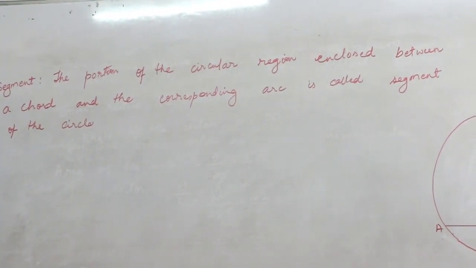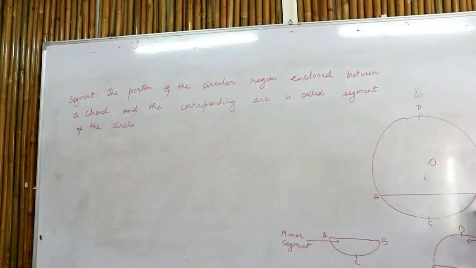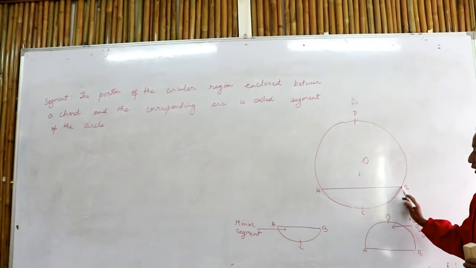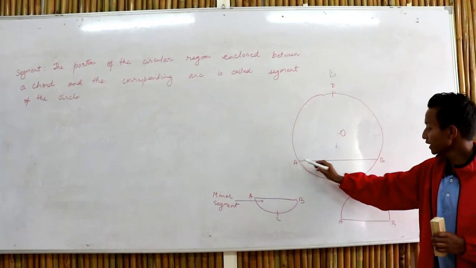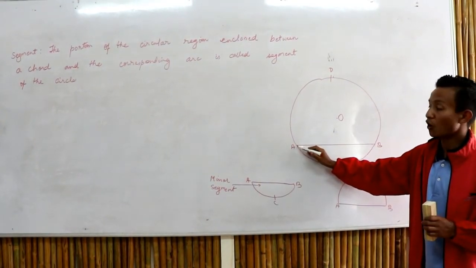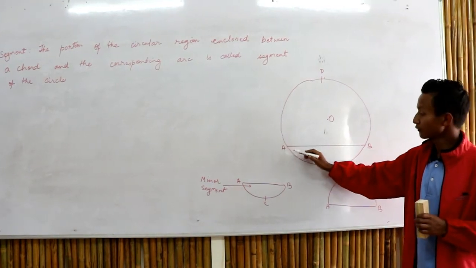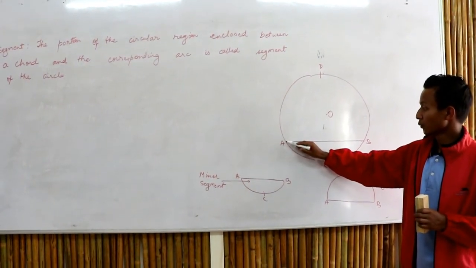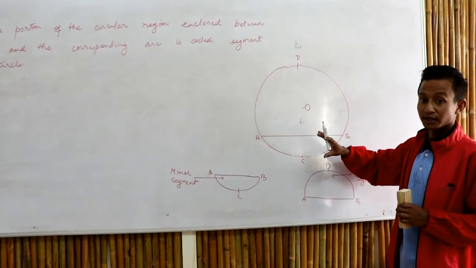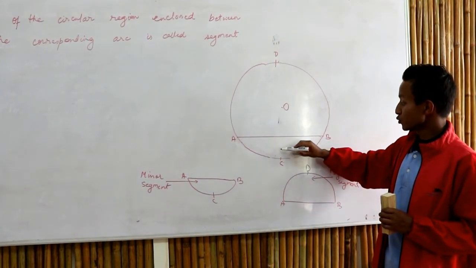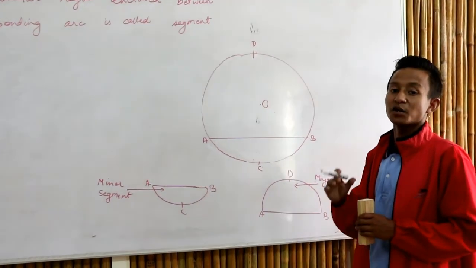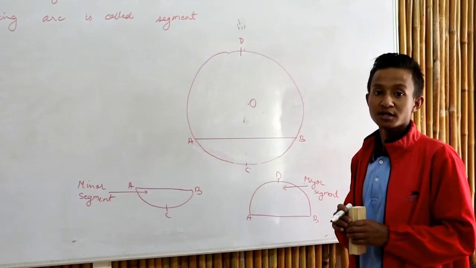This is a chord and the corresponding arc. Suppose our corresponding arc is ACB. So this region ACBA will be the segment of a circle, right? If you look at this diagram, you can see that there are two segments, this one and this one. And we name the two segments as minor segment and major segment.